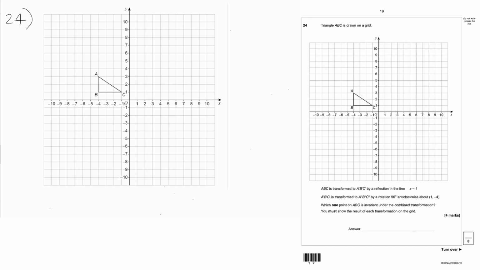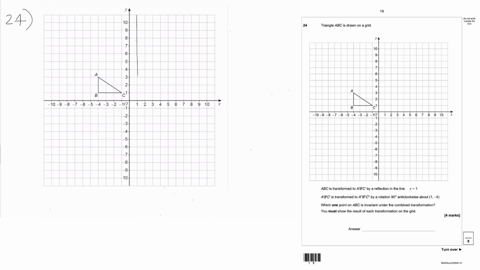So moving on to question 24, and we're given this shape which is defined by the points A, B and C. And we're going to apply some transformations here. So the first transformation we're asked to apply is a reflection in the line x equals 1. So let's draw a line which goes through the point x equals 1, and we want to reflect in this line. So to do this, let's just quickly jot down our coordinates.